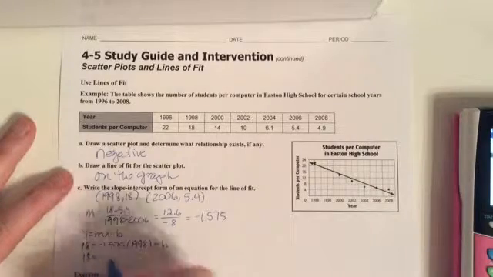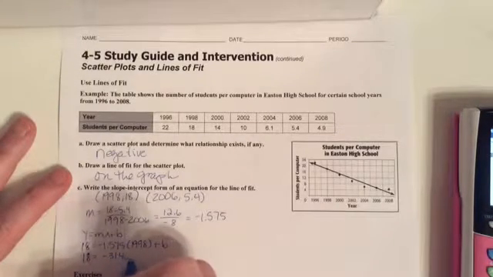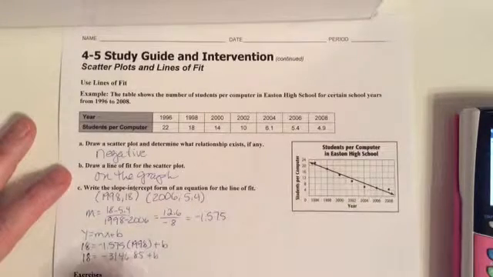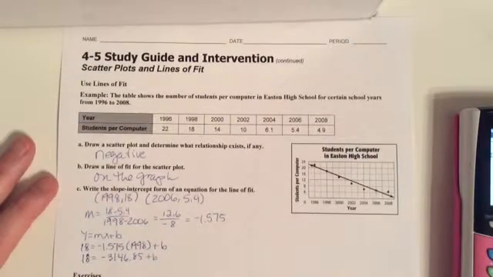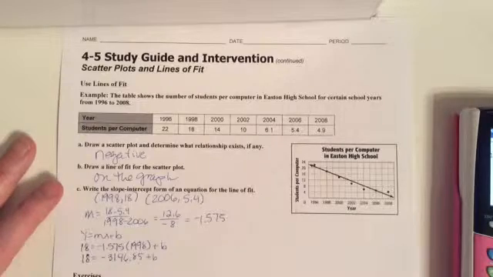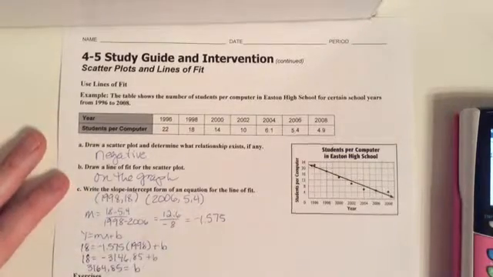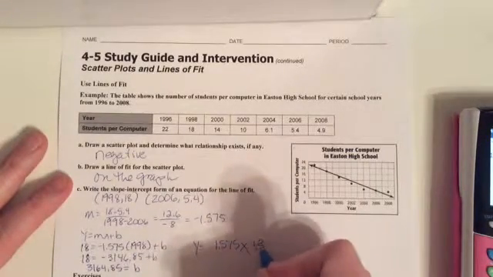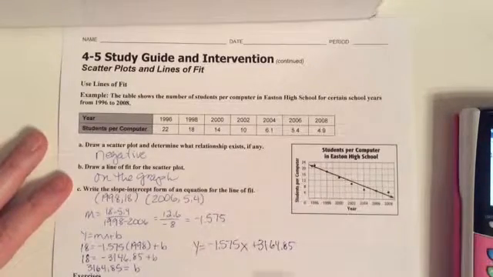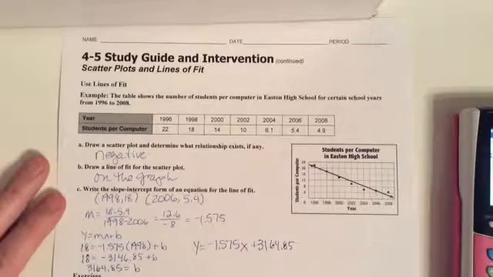So now I need to type in negative 1.575 times 1998, and I got negative 3146.85 plus b. And so I add 3146.85 to 18, and I get 3164.85. So 3164.85 equals b. So now my equation will be y equals negative 1.575x plus 3164.85, because that's my y-intercept. And so now I have the equation of that line of best fit in slope-intercept form.